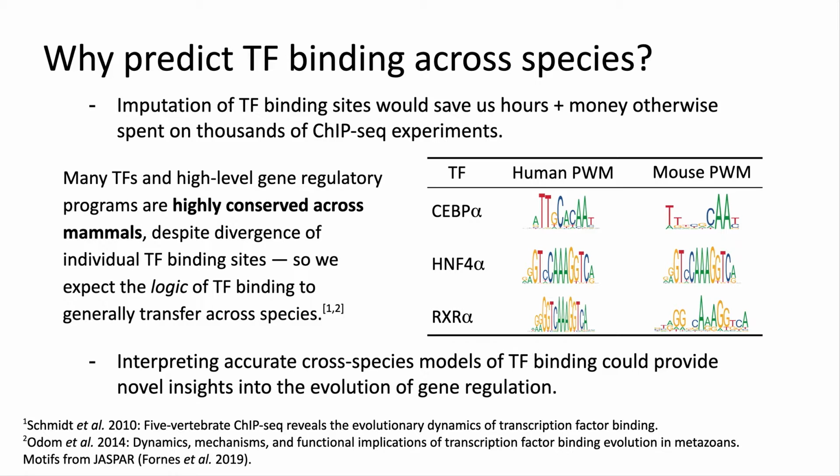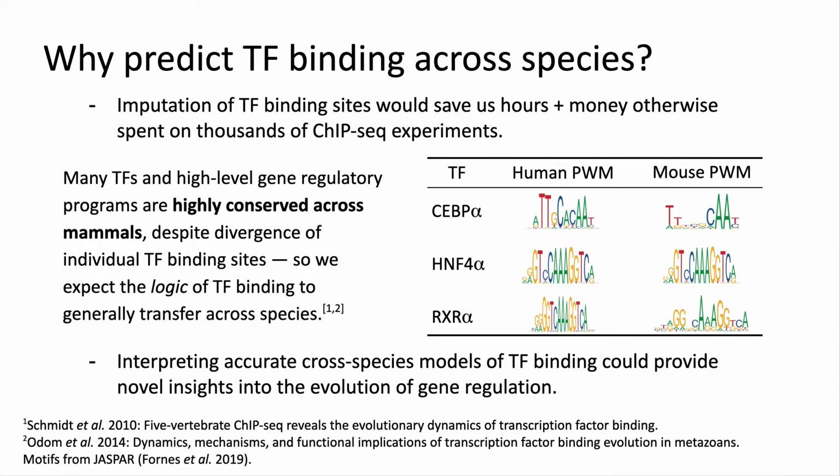Many TFs and their high-level gene regulatory programs are highly conserved across mammals, and in particular, if we look at the PWMs representing the sequence affinities of those TFs, they are pretty highly conserved, and so we do expect the logic of TF binding to generally transfer across species.